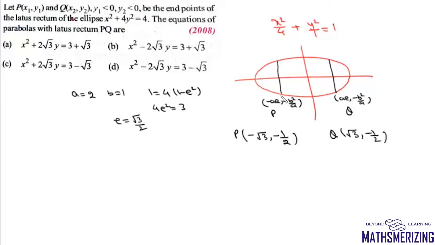Now, once we have these 2 points P and Q, we'll need to find the equation of parabolas whose latus rectum is PQ. So there could be two such parabolas, either a parabola of the fourth form or a parabola of the third form. So first we'll find the focus of this parabola. The focus of this parabola will be the midpoint of the latus rectum. So the focus will be at (0, minus 1 by 2).